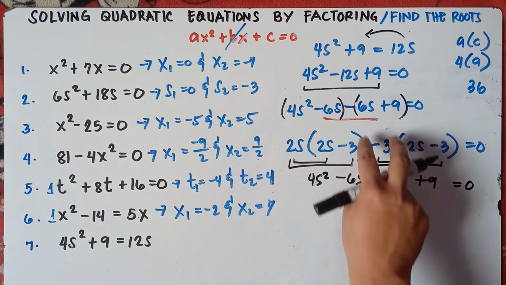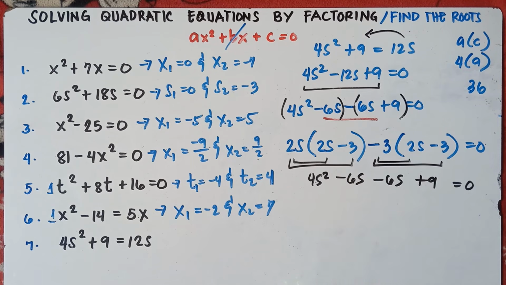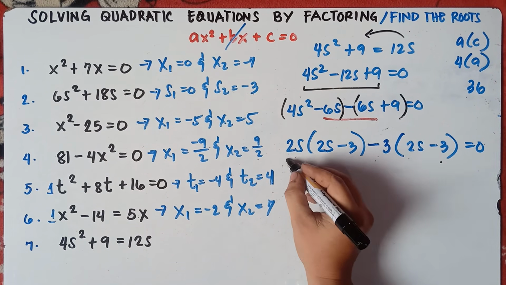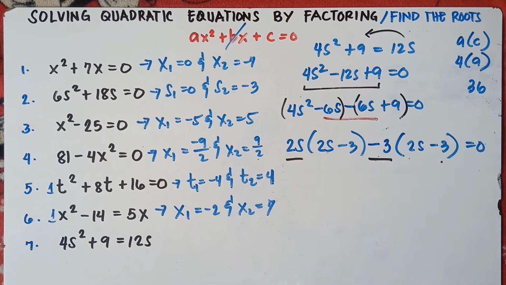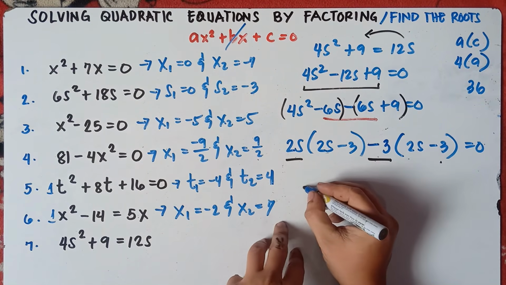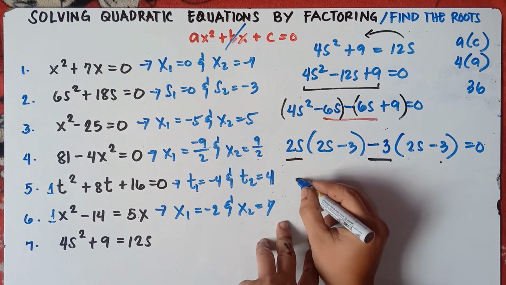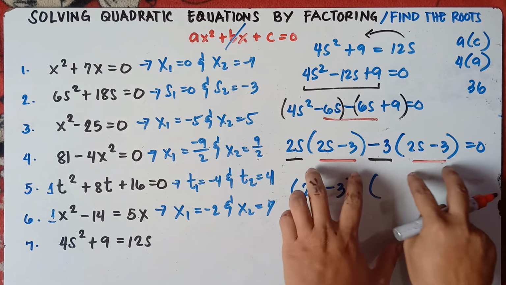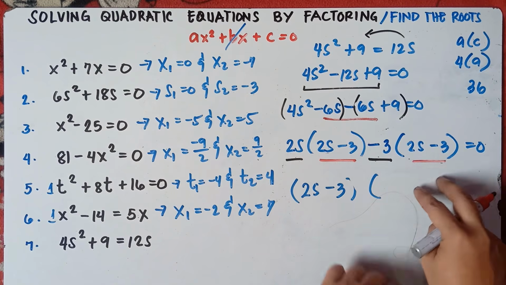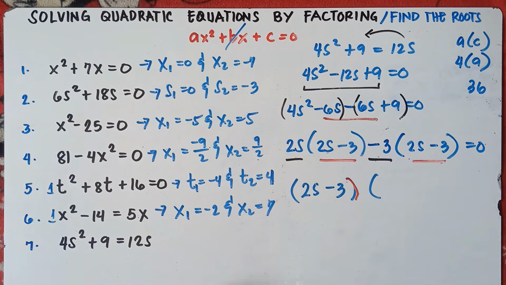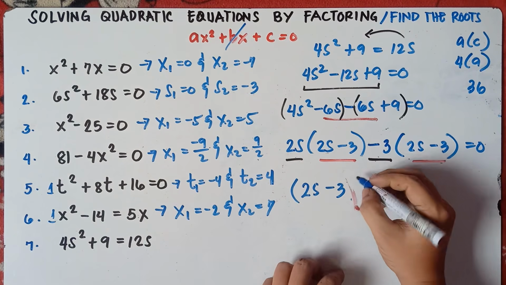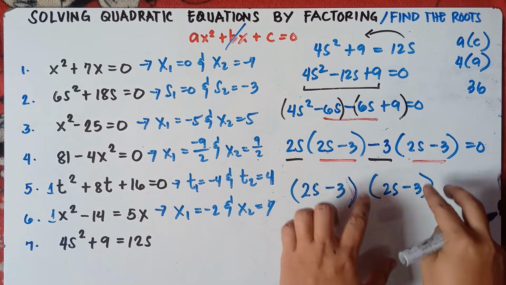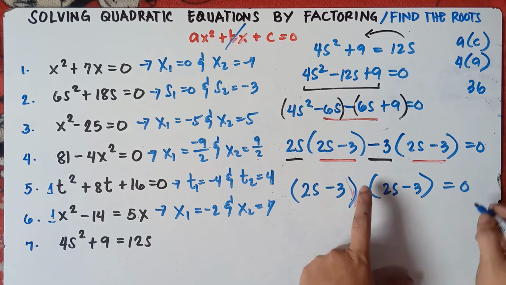So this is actually the same, class. We just factored this out. Alright, so we can equate this now. You copy this one as a whole, so this will be 2s minus 3. And the other one, you also copy as a whole. These two factors are equal, so this will be 2s minus 3, and it will be equals 0.